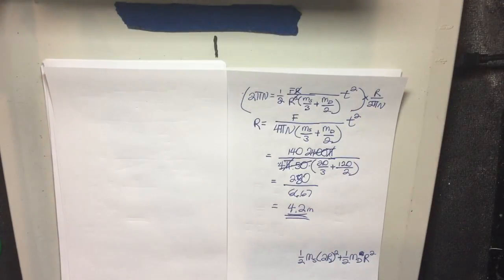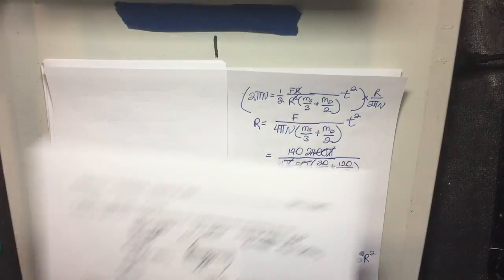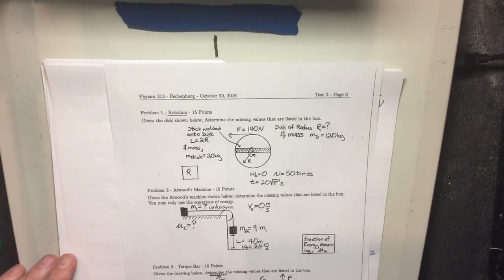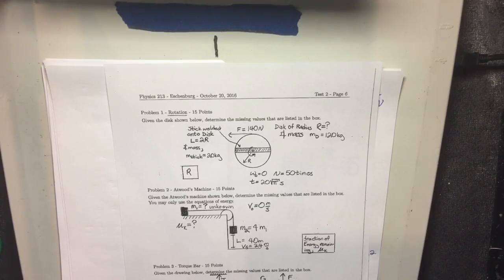Okay, number 2. Atwood's machine, excuse me. The missing variable is mu sub k. M1 is equal to question mark. That doesn't mean I'm asking for the mass. I'm just telling you that it is unknown. And if people ask the question, well, why didn't I give the mass? I would say it is a correctly constructed problem.